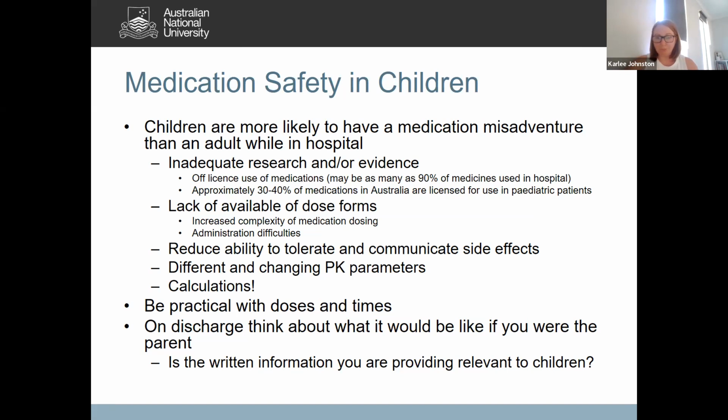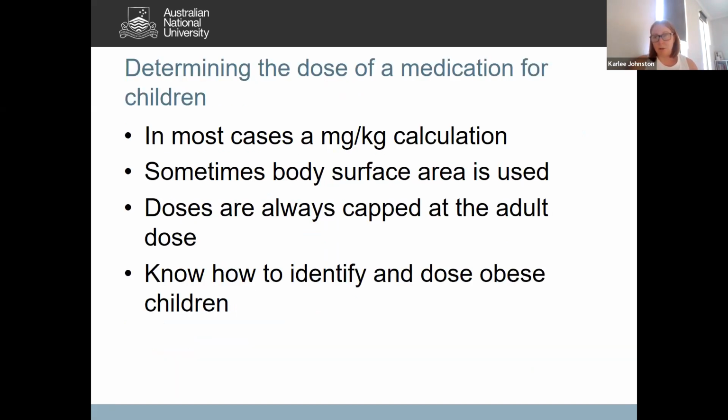So it's really important that we're practical, both with dosing and dose forms, but also with the timing of our doses. And then on discharge, you need to be able to think about what would it be like if you had to give this medicine to a child when you got home. So is the written information that we're providing relevant to children? A lot of medication information that we hand out on discharge to patients isn't necessarily for children.